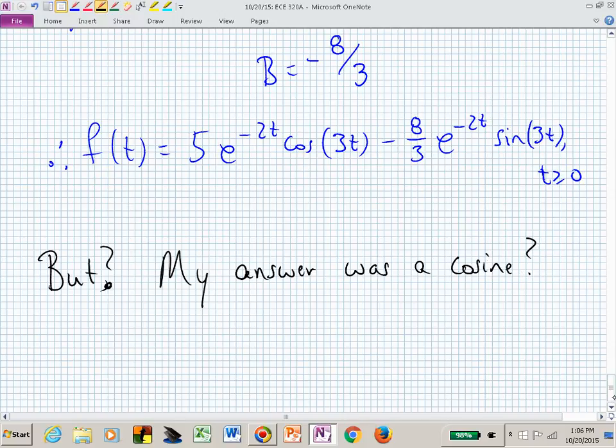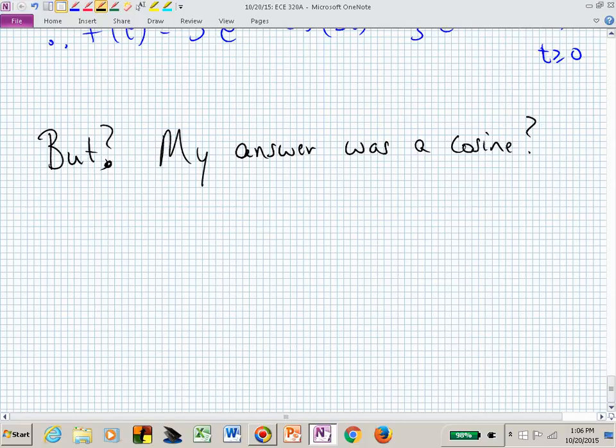So where did that come from? How come somebody else has just a cosine? Because their mom or dad got them a nice calculator that does the complex algebra, the complex math, and now they always want to use the complex numbers.